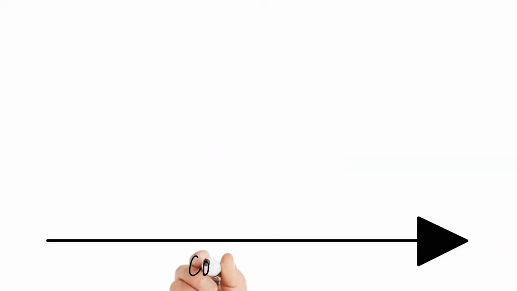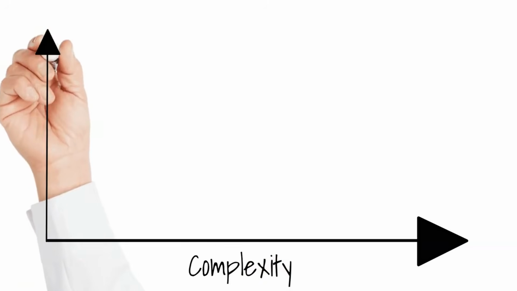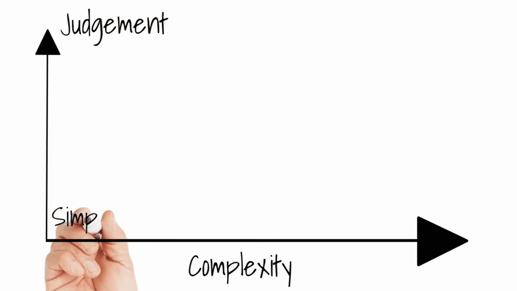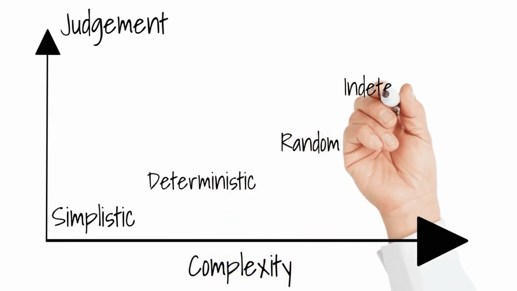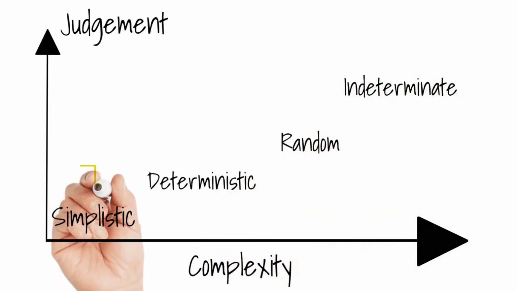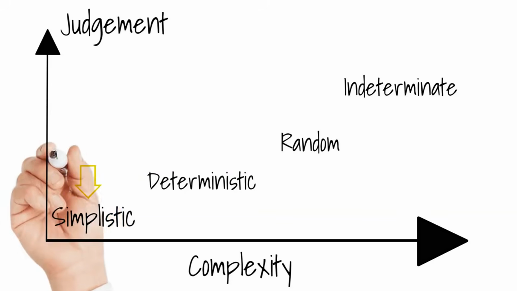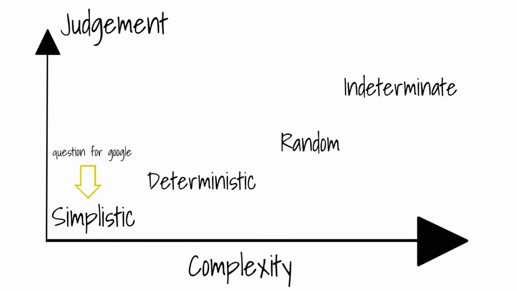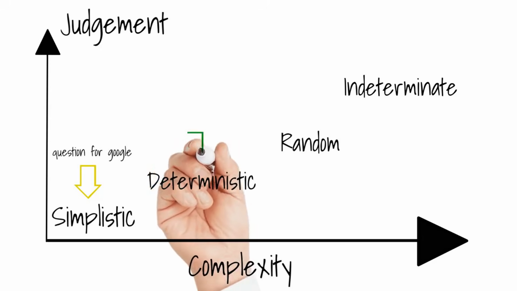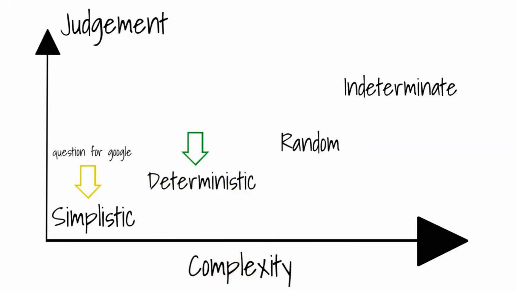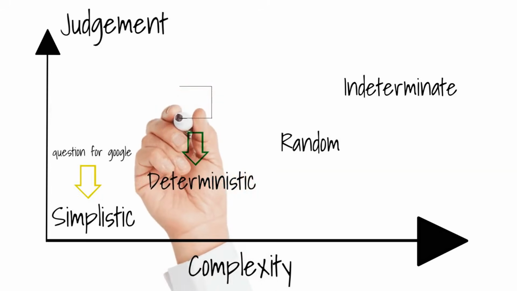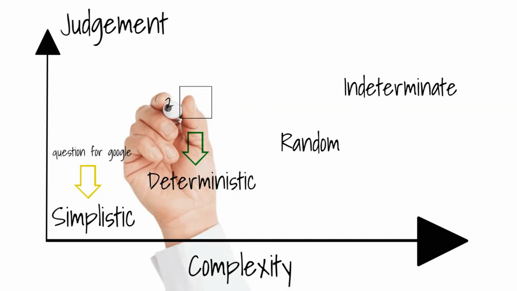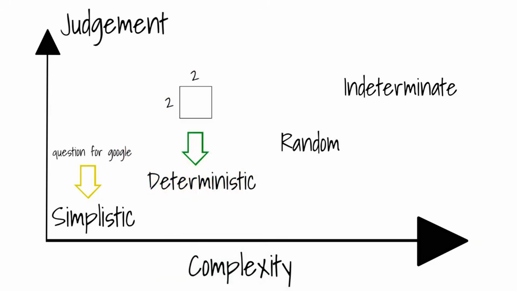We can categorize problems in the following 4 buckets: simplistic, deterministic, random, and indeterminate. Simplistic problems are problems with only one answer. They are basically easy to Google, like who is the current president of the United States. Deterministic problems also only have one right answer, but there is a formula involved which needs to be used correctly. For example, what is the area of a square whose side is 2 feet?